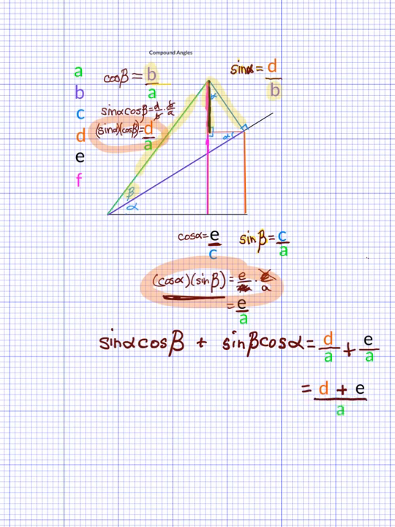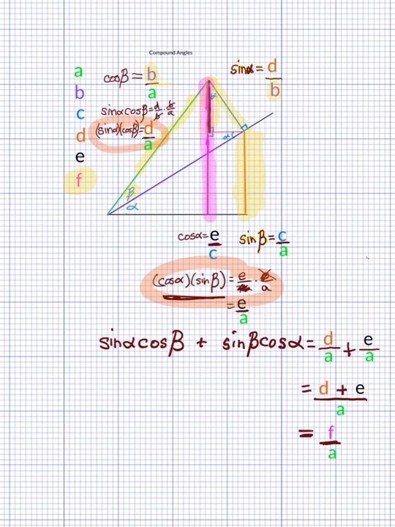But wait a second, what is d plus e? That's this red line plus this black line. Well, isn't the red line plus this black line just the pink line? Yeah, so we can actually say that d plus e is just equal to f over a.